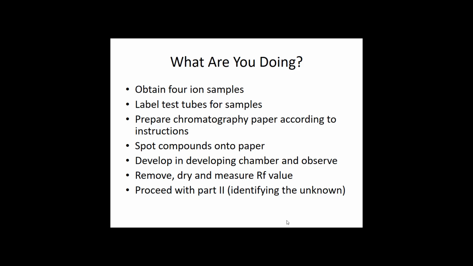So what are we going to do? We're going to obtain 4 ion samples. All right. We're going to label our test tubes, prepare the chromatography paper according to the instructions that are in the lab manual. We're going to spot the compounds onto the paper and develop them, measure their RF, and then we're also going to look at an unknown sample, which I'll have you identify, and we're going to do the visualization. And the beauty of it is that it's all virtual.